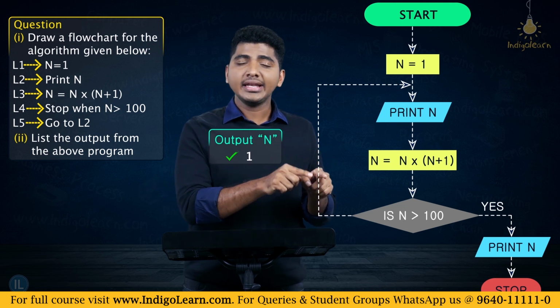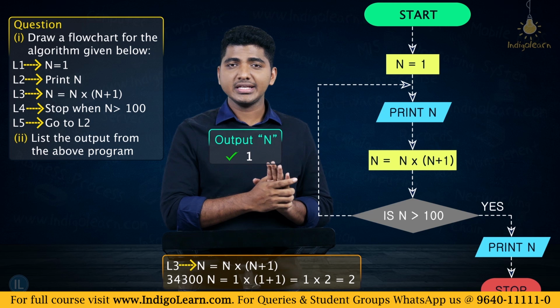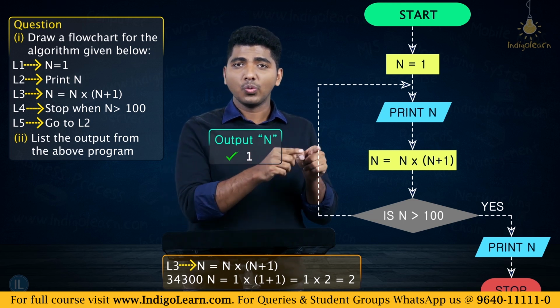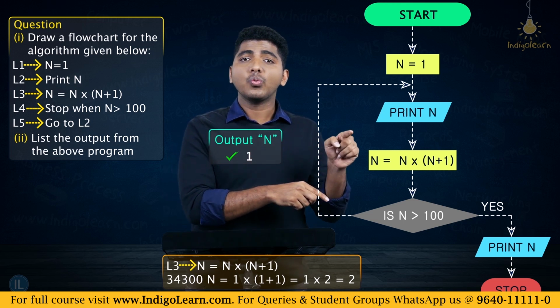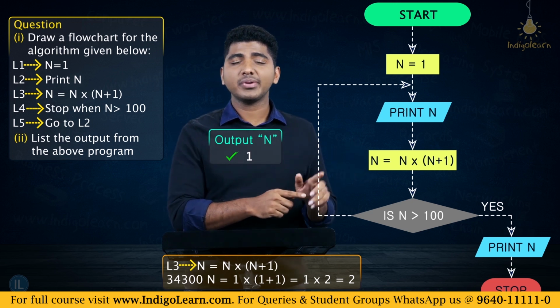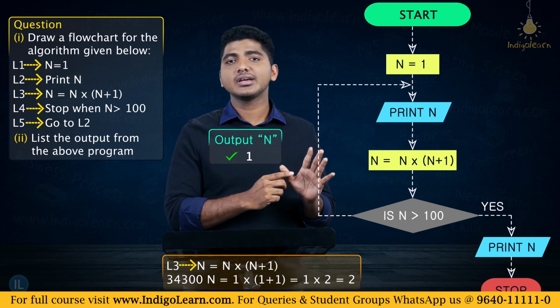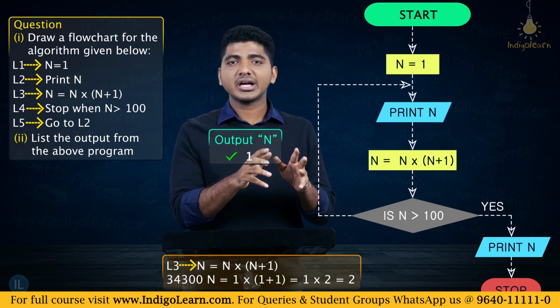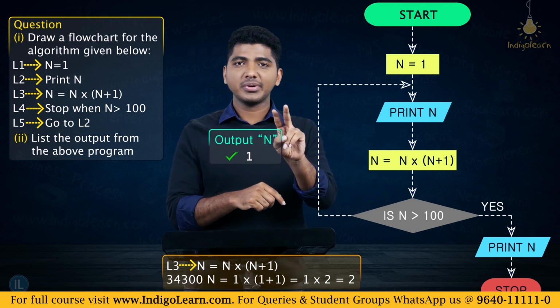N is equal to n into n plus 1, that is n is equal to 1 into 1 plus 1. 1 into 1 plus 1 is nothing but 1 into 2. So what is n now? n becomes 1 into 2, that is nothing but 2.